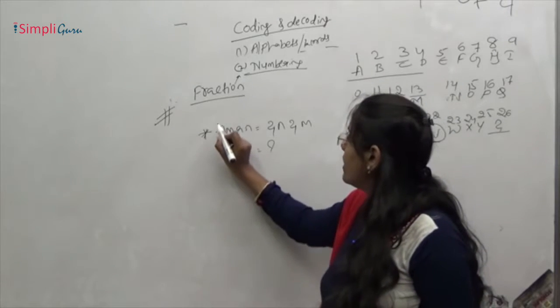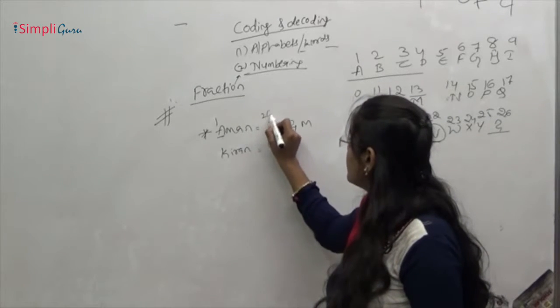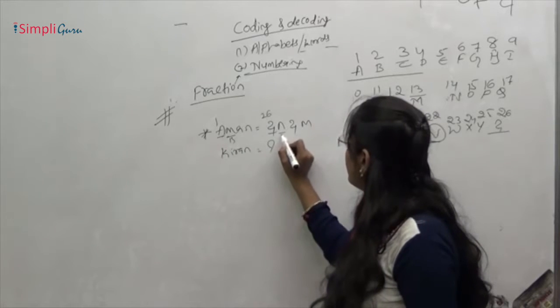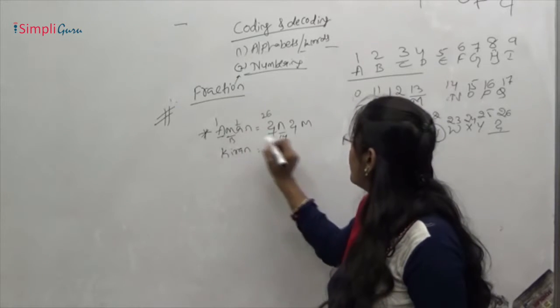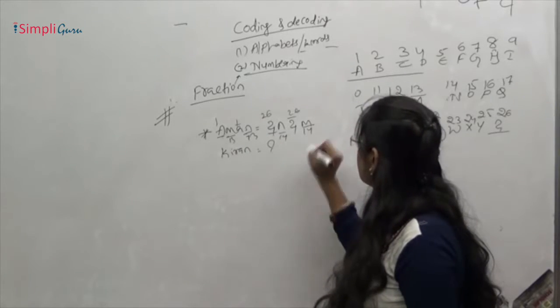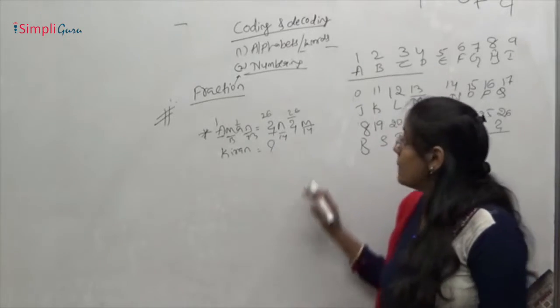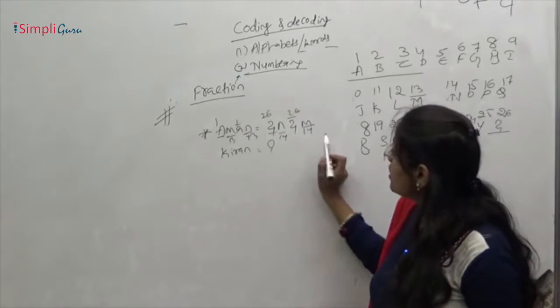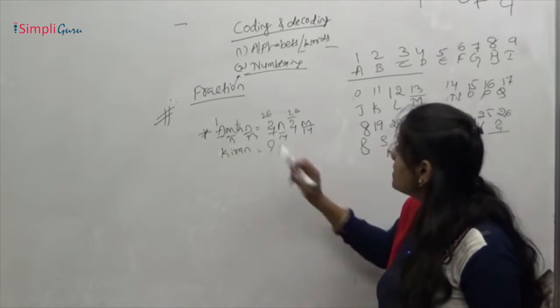What is the code for the A? 1. Code for the Z is 26. M is 13. N is 14. A is 1. Z is 26. N is 14. Correct. How are they framing? See, the difference is not the same. The difference here is 15. Here the difference is 1.